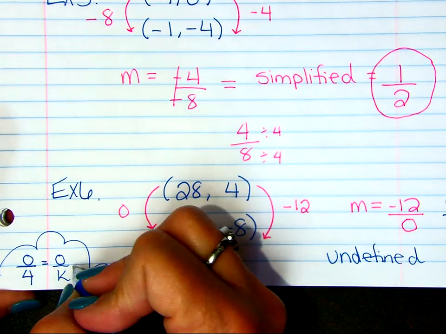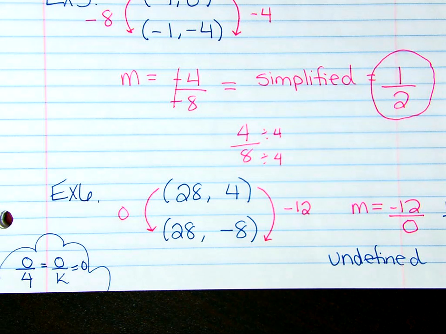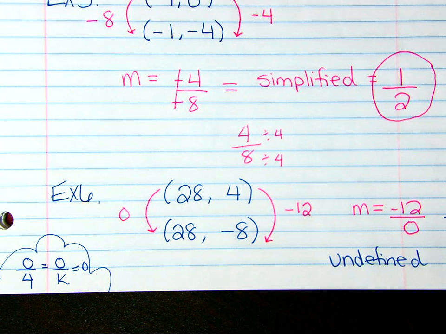If, just a side note, you had 0 over a number, you could try to remember that's like 0 over a number k, which is okay, and it's equal to 0.